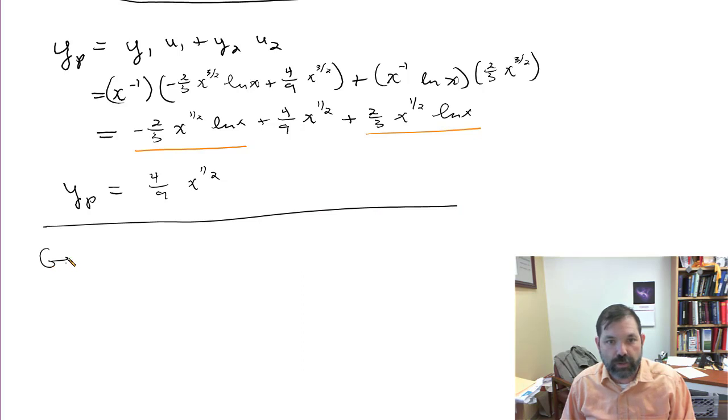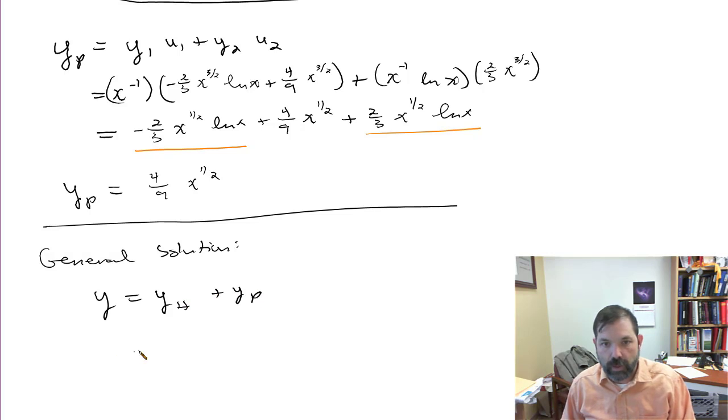So the general solution then is y equals y sub h plus y sub p. And so that would be c1 x to the negative first plus c2 x to the negative first natural log x plus 4/9 x to the 1/2 power.